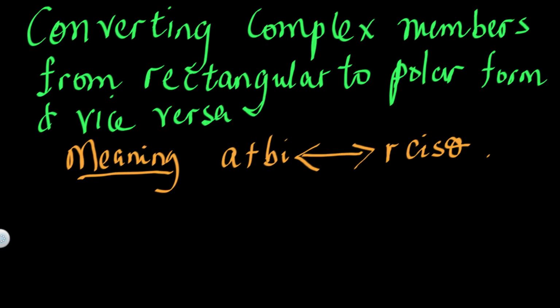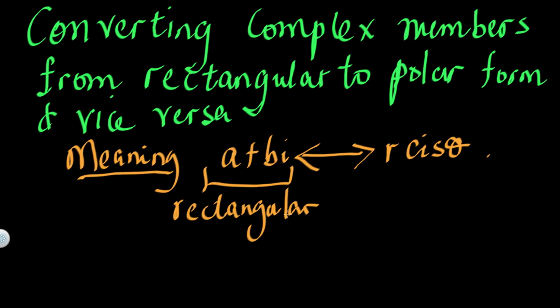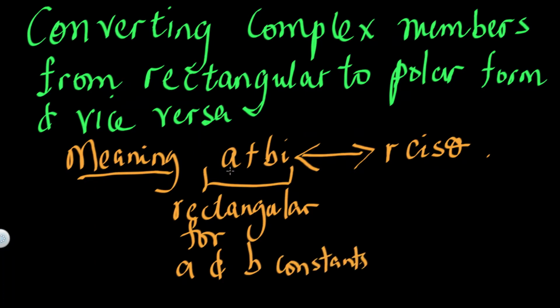What I have on the right hand side here is what we call the rectangular form. In the rectangular form, A and B are constants. A is the constant representing the magnitude of the real part of the complex number, and B is the constant representing the magnitude of the imaginary part of the complex number. That is the rectangular form.